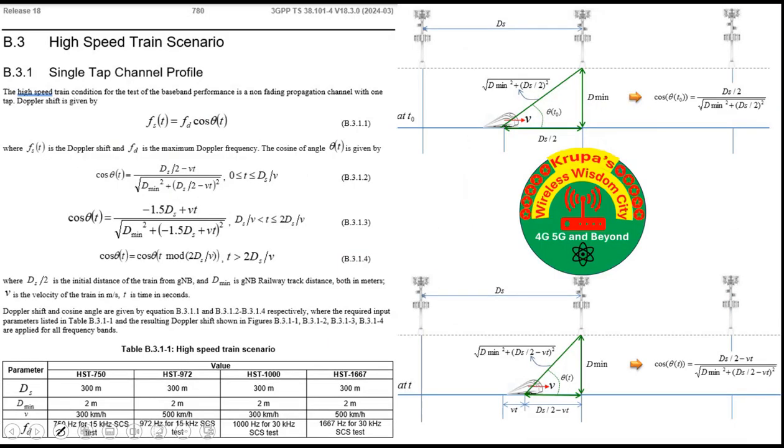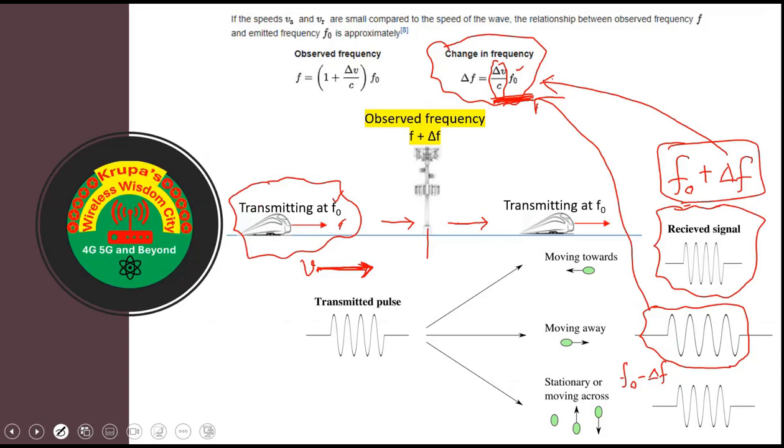This is the crux of the slide. Pause here and go to the details. Try to really digest what is happening here. This is a single tap channel profile, a high speed channel profile. This is the crux of the equations. As I explained, you can imagine this fD as your delta f.